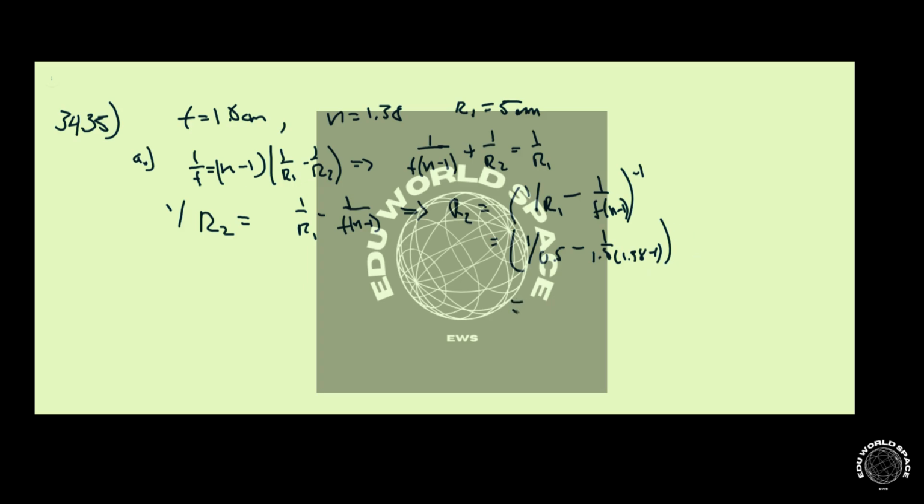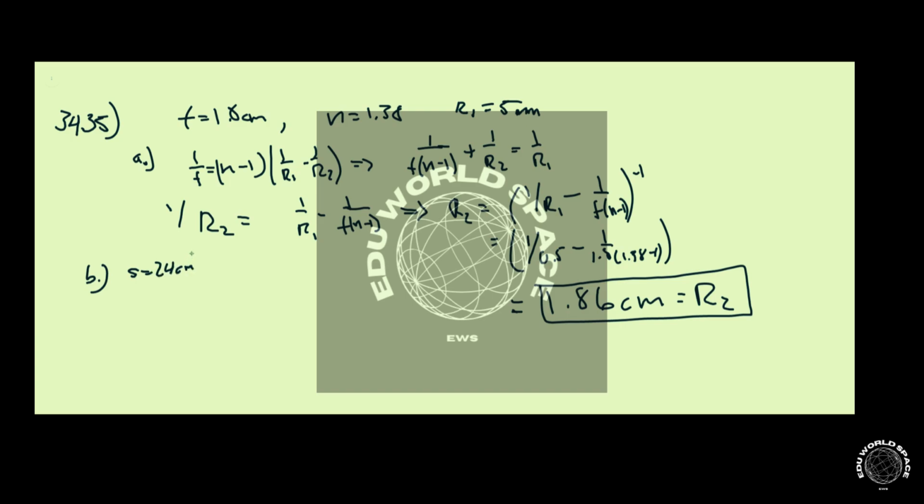So let's plug that in our calculator, and we should see this comes out to being 1.86 centimeters. And this is R2. Cool. So now part B asks, the closest distance at which a typical person can focus on an object is about 24 centimeters. Where would the cornea focus the image of an 8 millimeter tall object at that point?